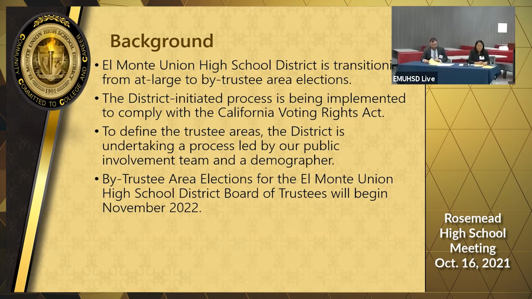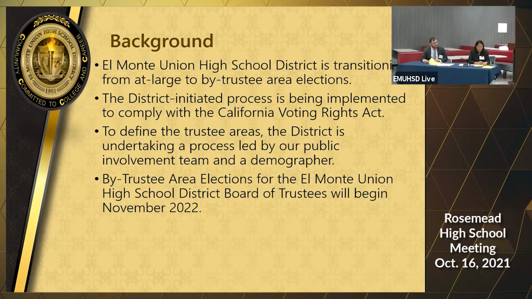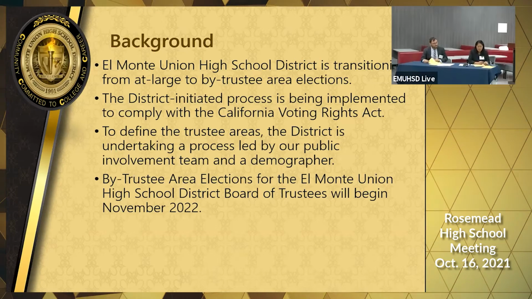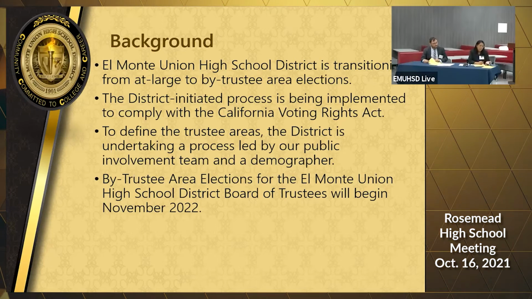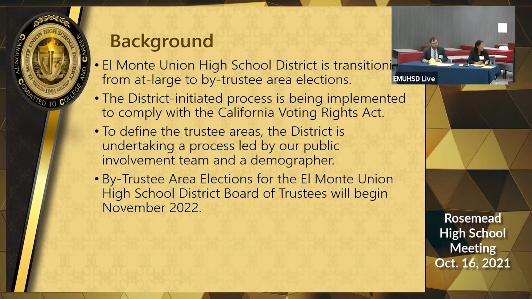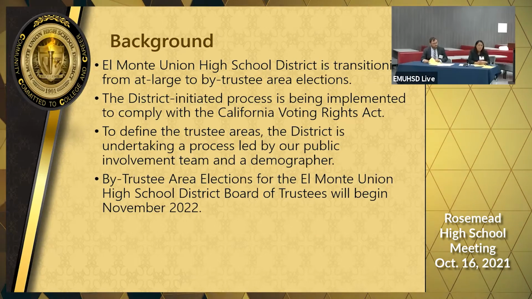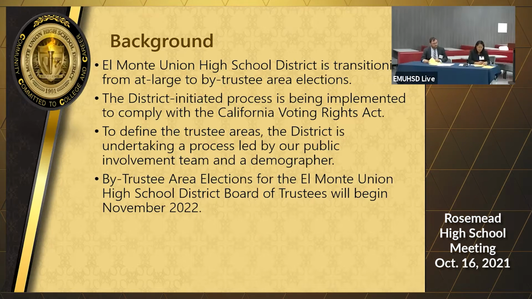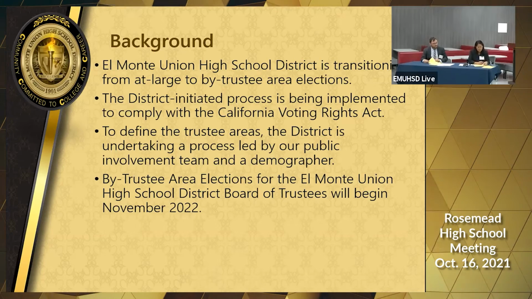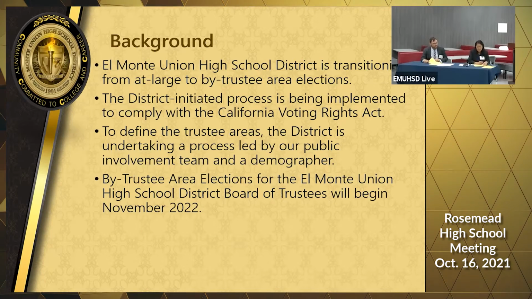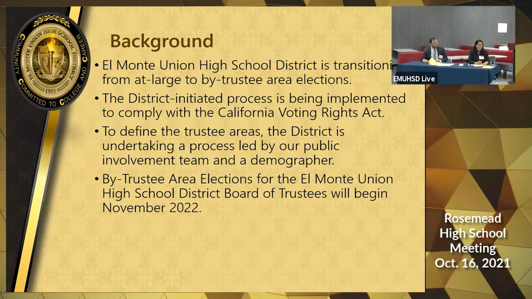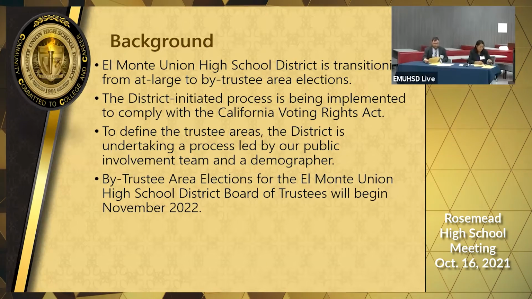Now this is key because the district is taking the initiative to make this change in order to comply with the California Voting Rights Act. And in order to do this, the district has consulted with a team of demographers and a public outreach team, and so together we are moving this process forward. The first by-trustee area elections for the El Monte Union High School District will begin in November 2022.